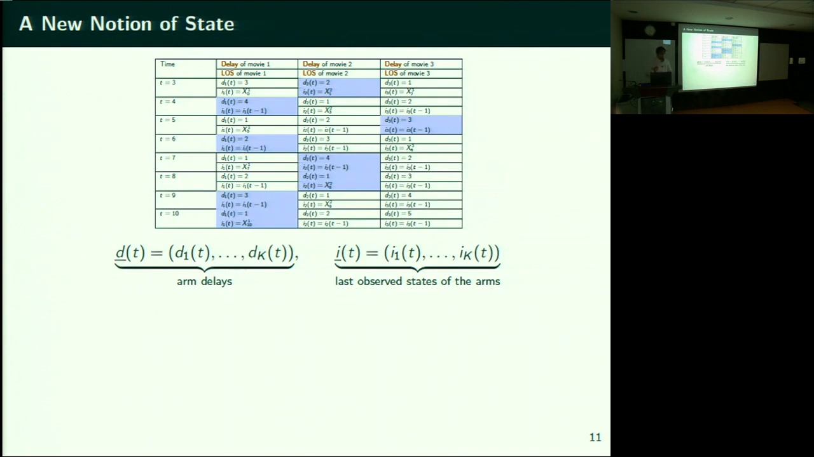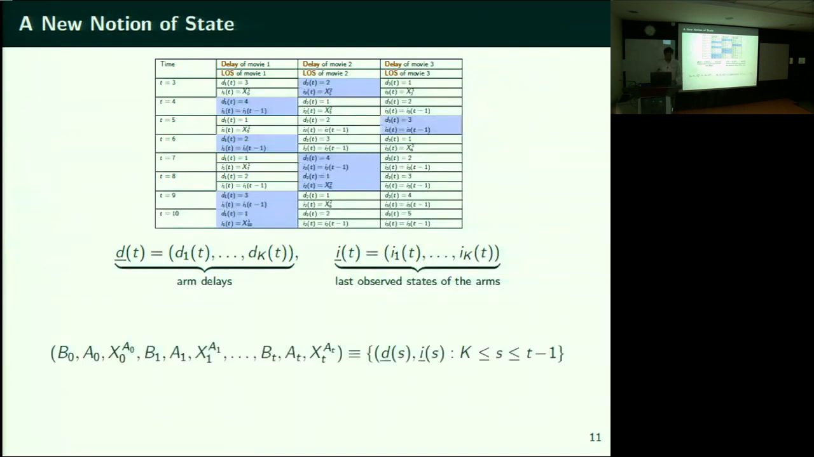So with this notion of delays and last observed states for each of the movies, notice that giving this full information is equivalent to giving this full thing up to some time. My notation is that at t equal to 0, t equal to 1, t equal to 2, up to t equal to k minus 1, I sample the arms in the same order, arm 1, arm 2, arm 3, up to arm k. At time t equal to k onwards, I start computing what is the delay.